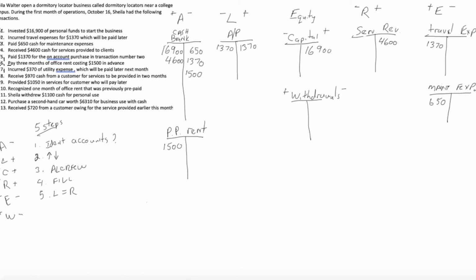All right, moving right along. Incurred $370 of utility expense, which will be paid later next month. Okay, so again, using the word incurred means, if it gets confusing, here's the terminology: used up $370 of utility expense, which will be paid later next month. All right, so we know that it's an expense. So that's one account. So it's a utility expense.